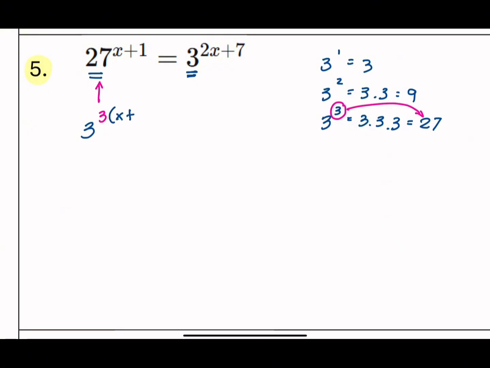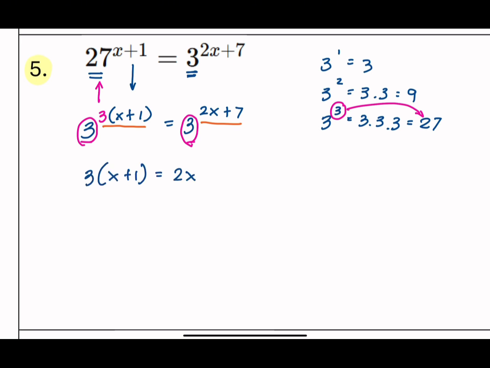Copy: 3 raised to 3 times (x plus 1) is equal to 3 raised to 2x plus 7. Now, do you remember what we did in the first two examples? On the left and right side of the equation, we already have the same base, so I'm just going to ignore them and focus on my exponents, which are 3 times (x plus 1) and 2x plus 7. 3 times (x plus 1) is equal to 2x plus 7. Now we're just solving for x.